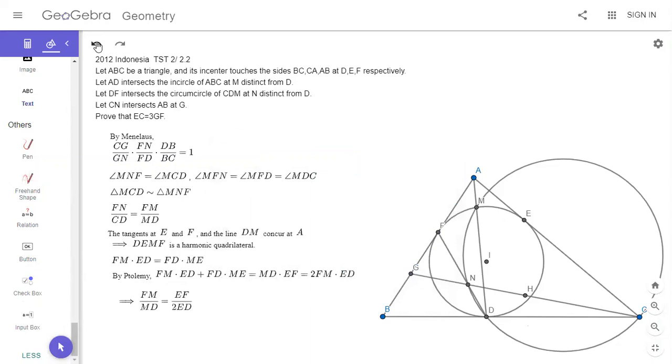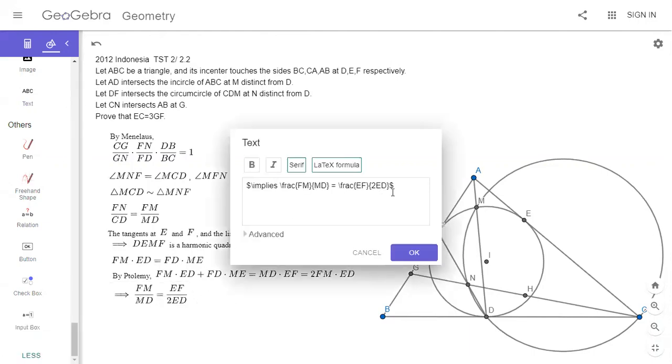Wait, did I just erase? Whoops. Didn't I write something else here? I think maybe I deleted it.